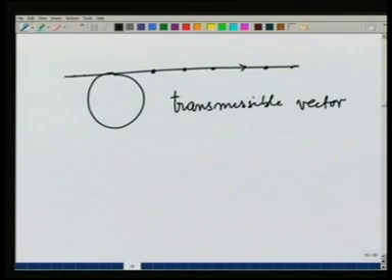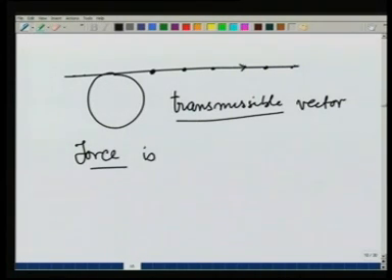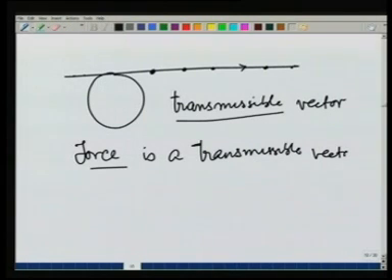So, not only equal, but if I can apply it at any point along the line of its action and it produces the same effect, then it is a transmissible vector. For example, force is a transmissible vector. So, force has this quality called transmissibility.